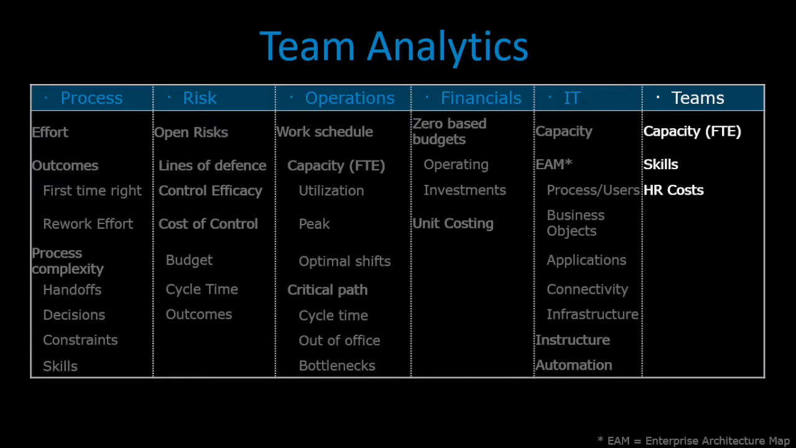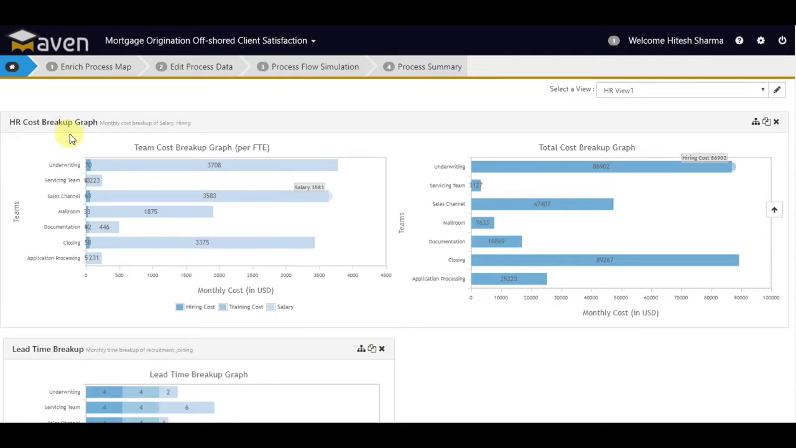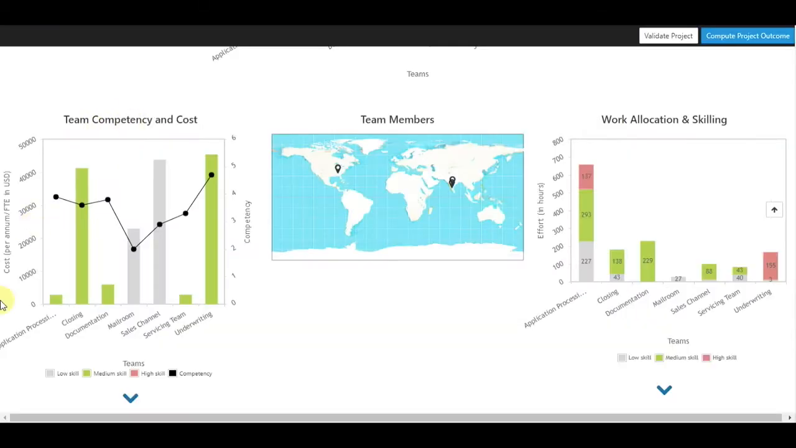Team analytics help optimize skill acquisition and related HR costs. Maven provides the cost breakup by team and lead time to acquire HR resources. It highlights skill versus compensation rationalization opportunities.